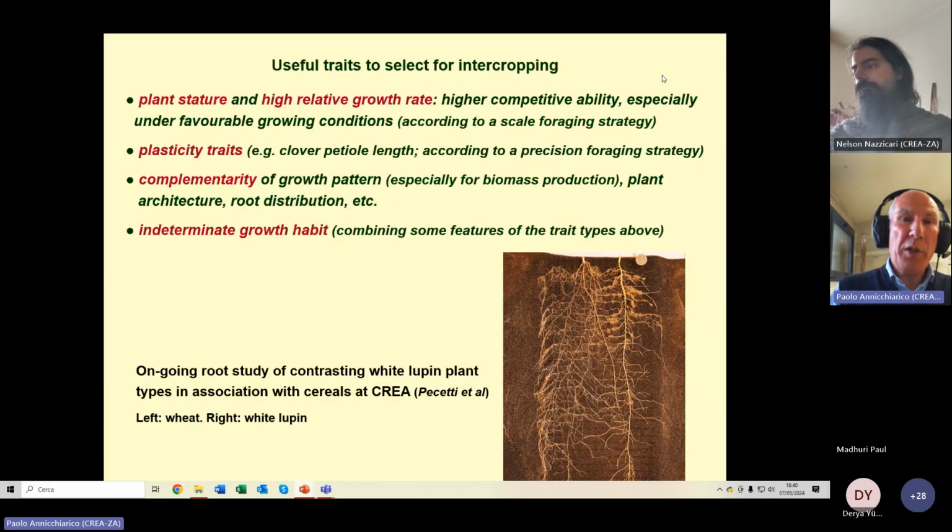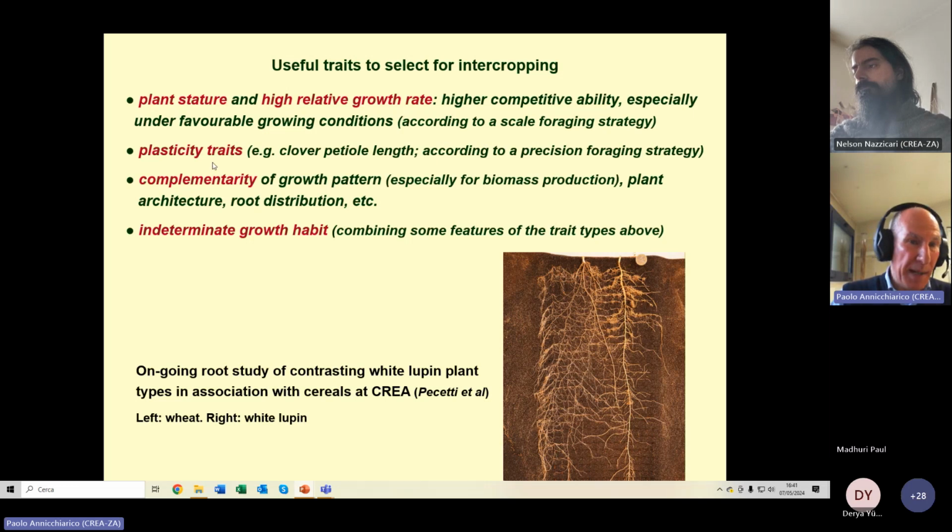So which are the useful traits to select for intercropping? I already mentioned several times plant stature or high relative growth rate, they are associated. So they contribute to higher competitive ability, especially under favorable growing conditions, for competition for light, according, one could say ecologically, to a scale foraging strategy of the genotype.